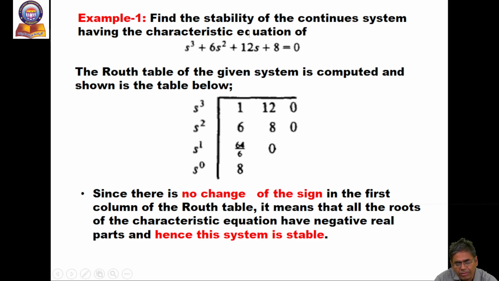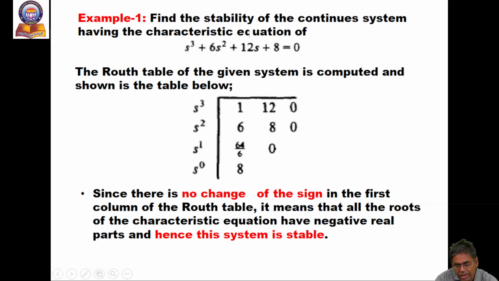The first problem: for the stability of a continuous system having the characteristic equation S cubed plus 6S square plus 12S plus 8 equals 0. Then form the Routh tabulation. Highest power is S cubed, next S square, next S power 1 and S power 0. First row is the coefficients of S cubed and S, that is 1, 12, and then the even coefficients 6, 8.